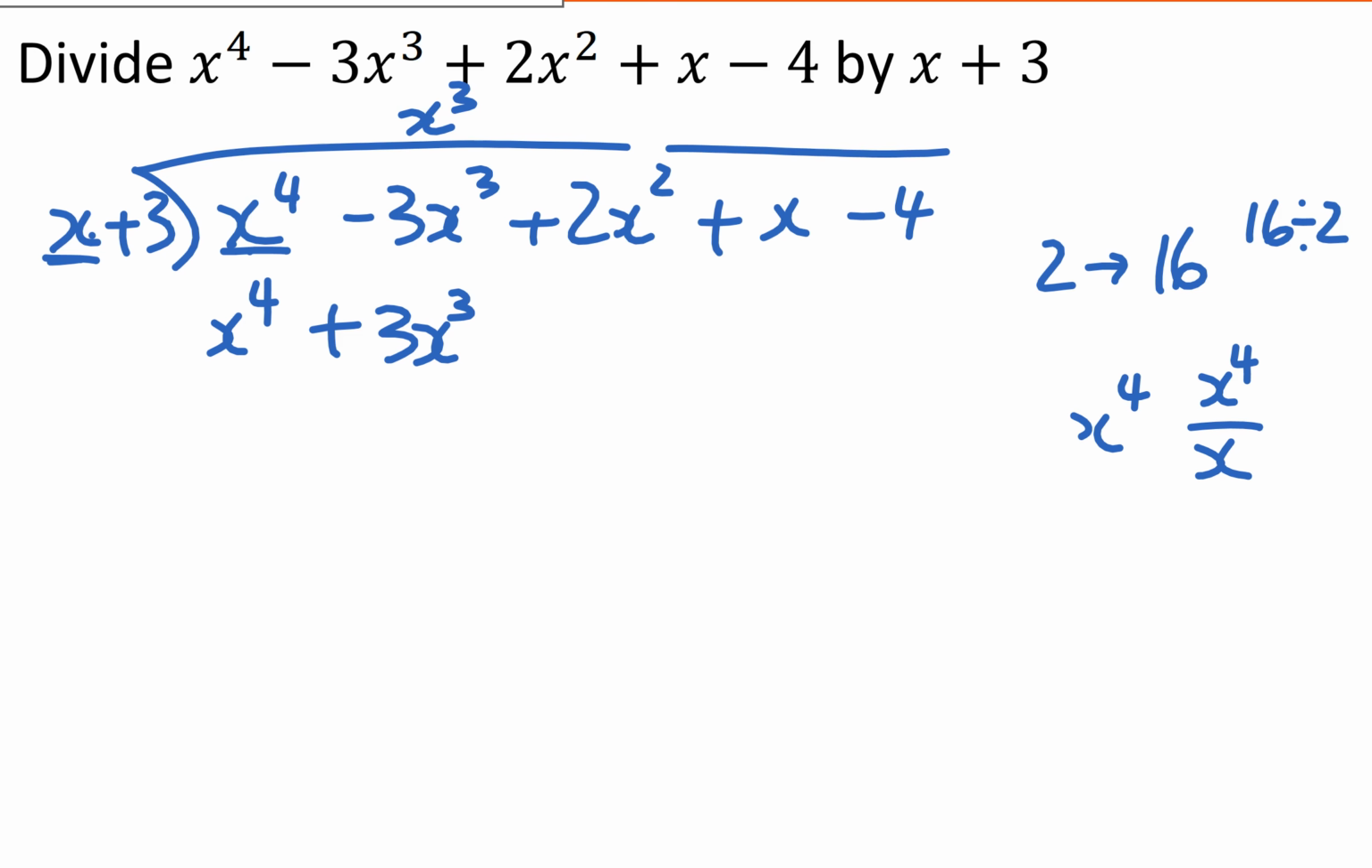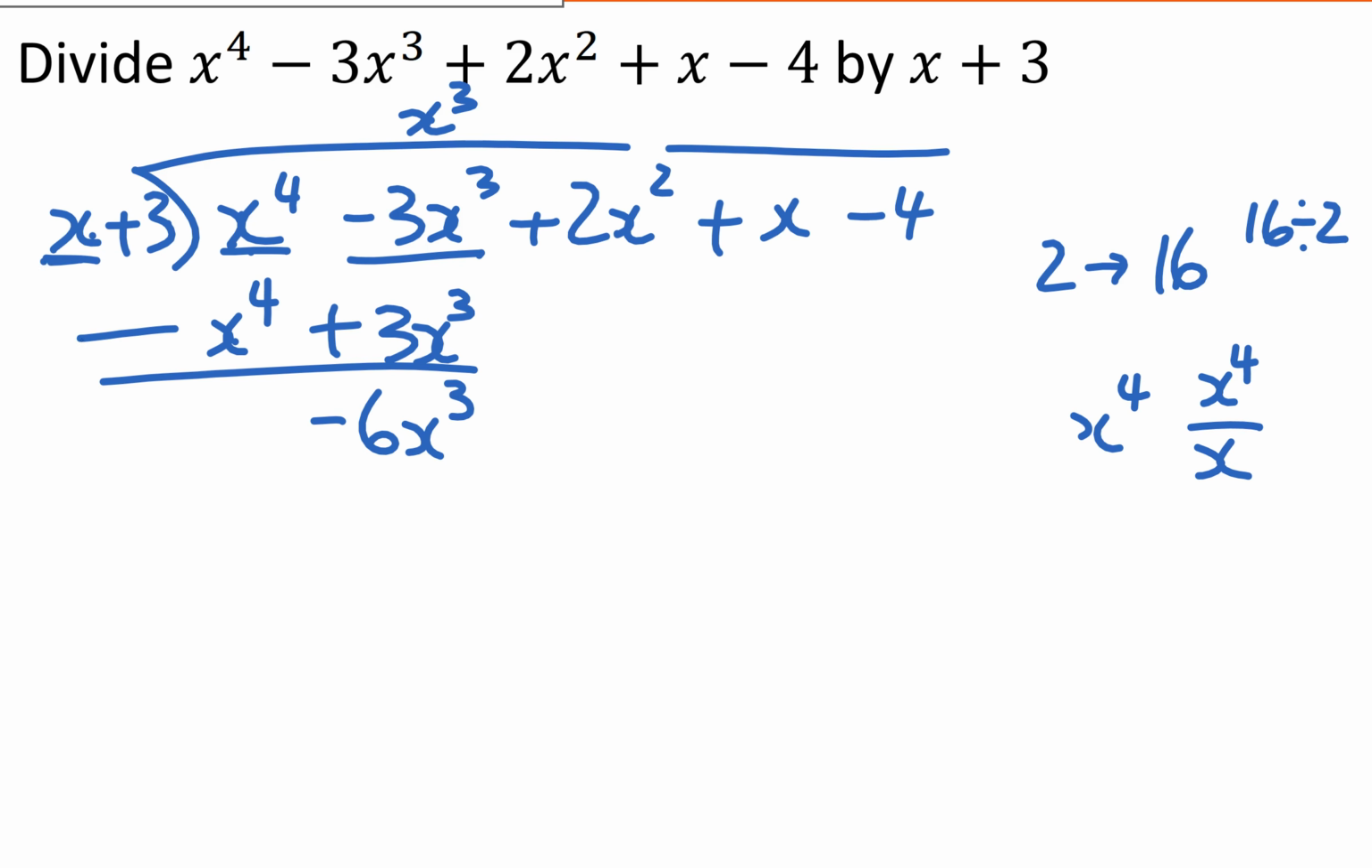What do I do next? Minus them. Okay, so let's subtract these two terms. That minus that is 0. What am I left with? Negative 6x cubed. Can you see that? Negative 3x to the power of 3 minus my positive 3x to the power of 3, which is negative 6x to the power of 3, yeah?